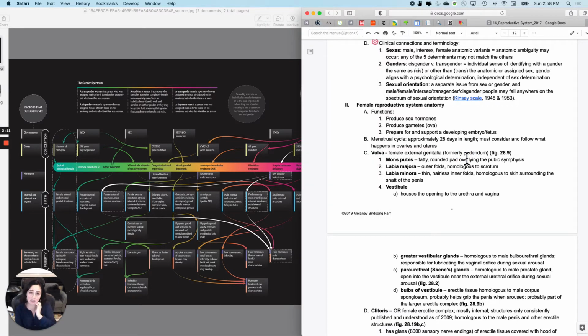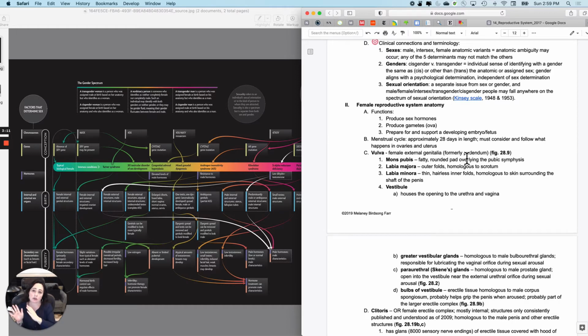Okay, and then gender, again, is not an anatomical term, but there are relationships that we can identify and use in relationship to the anatomy. So you probably, or maybe not, have heard the terms cisgender and transgender before. This is an individual's sense of identifying with the same or a different gender identification than the anatomic or assigned sex. So if I have typical female anatomy and gender identify as female, then I would be considered cisgender. If, however, I had typical female anatomy and gender identified as male, I would be transgender.